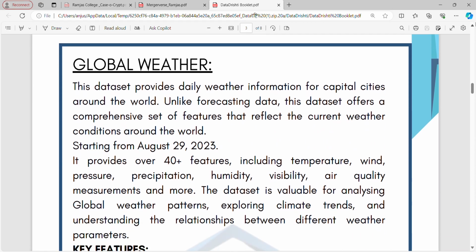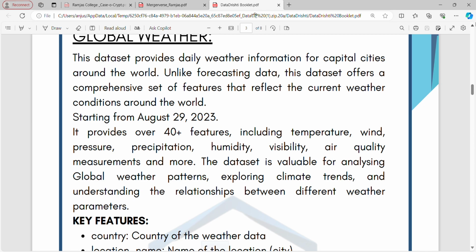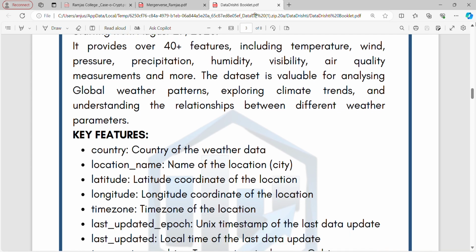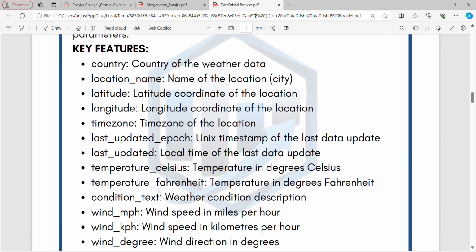Next is global weather. The data set provides daily weather information for capital cities around the world. Unlike forecasting data, the data set offers a comprehensive set of features that reflect the current weather conditions around the world. Starting from August 29, 2023, it provides over 40 features including temperature, wind, pressure, precipitation, humidity, visibility, air quality measurements, and more. The data set is valuable for analyzing global weather patterns, exploring climate trends, and understanding the relationships between different weather parameters. Key features: the data sets I'll share after this case study.